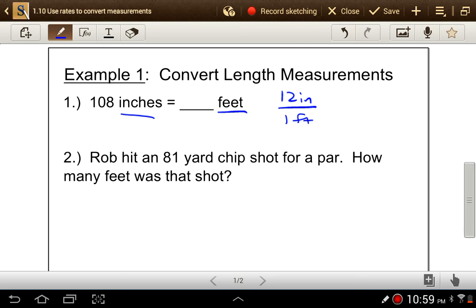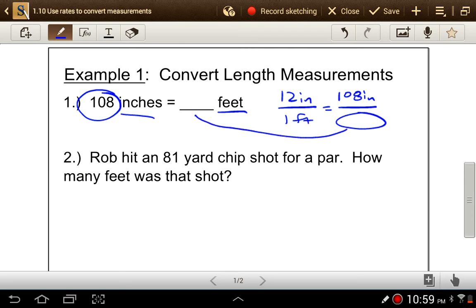You have to understand that when things equal each other, that's also a ratio. So then I'm going to press equals, and then I know that I have 108 inches. So I'm going to put the 108 in the numerator because that's going to go with my 12 inches. I don't know how many feet down here, which is what I'm looking for.